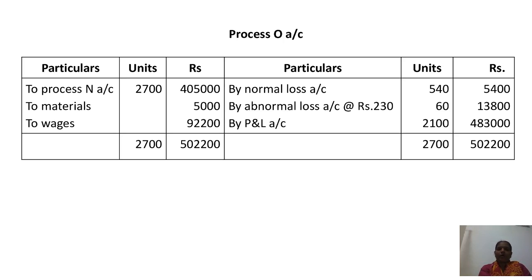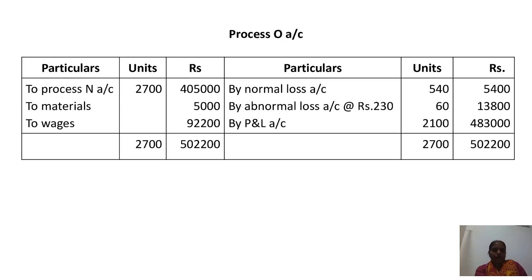Then the difference units is treated as 60 units, that is 2,700 minus 540 minus 2,100, we get 60, which is transferred to abnormal loss account. When we divide that amount, that is 13,800 divided by 60, we get 230. So that way we have to calculate this abnormal loss account at the rate per unit.